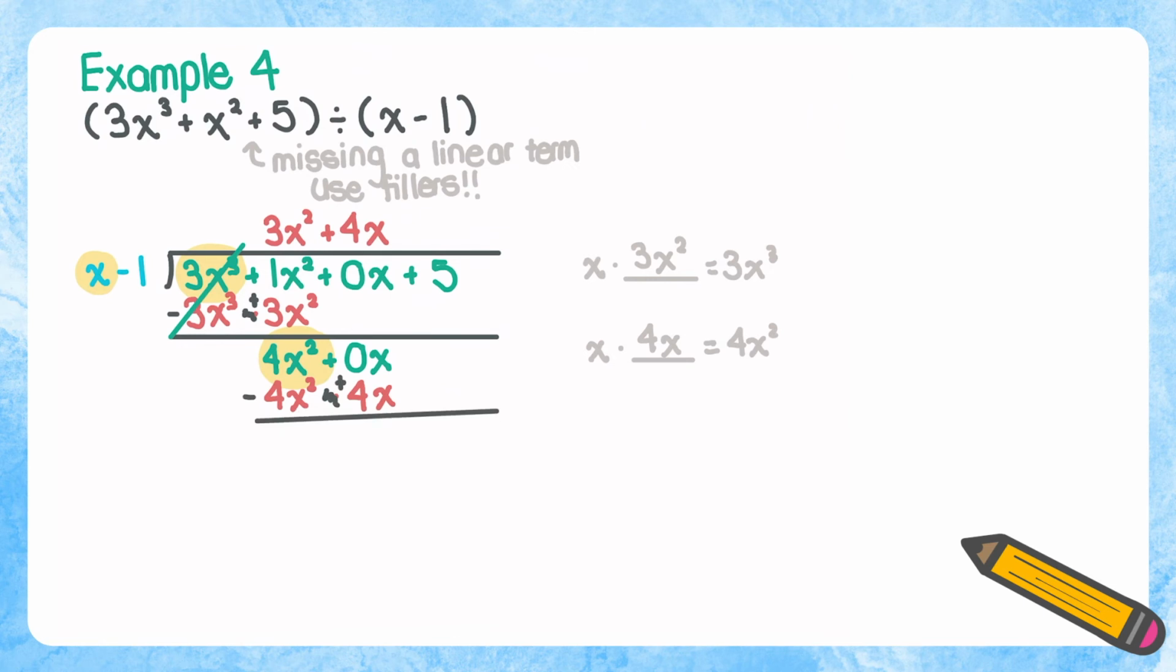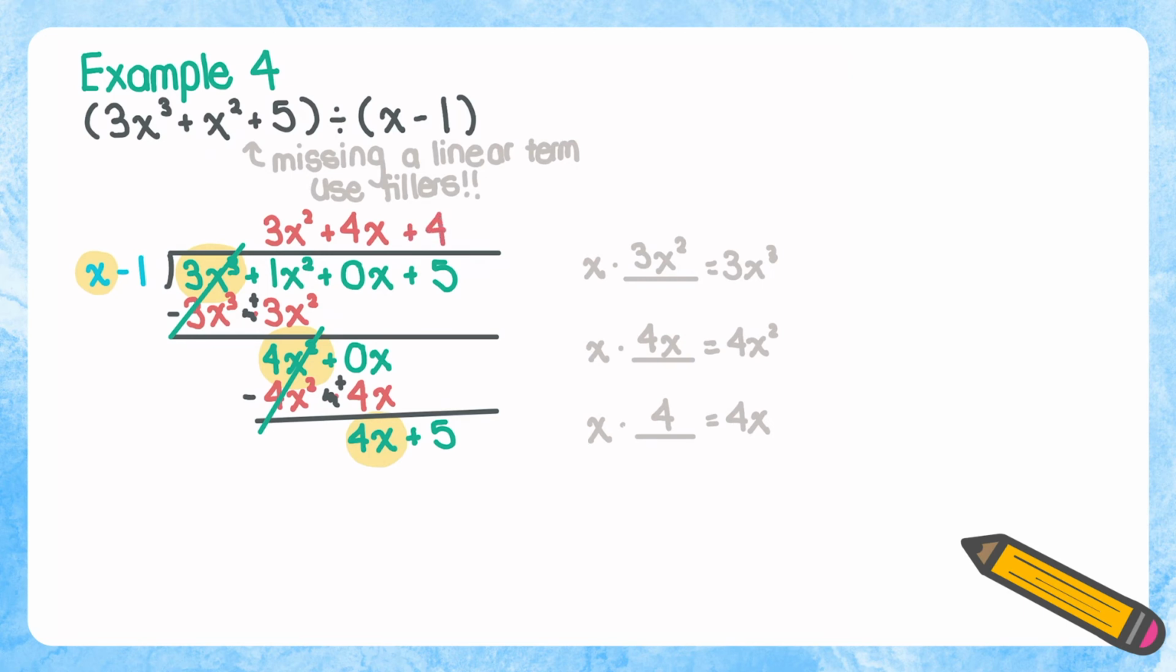4x squared and negative 4x squared cancel out. And 0x plus 4x is 4x. And remember to bring down the 5. Right? So focusing on the 4x. So x times what equals 4x? 4. X times 4 is 4x.